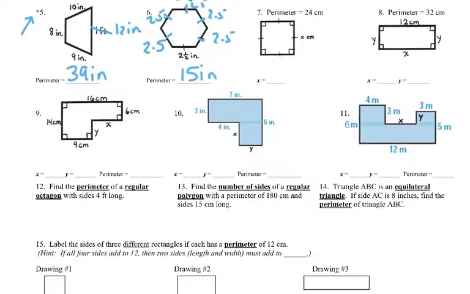Great. Now a little bit differently. They're giving you the perimeter, and you have to find the missing side. And it's a square. So if all 4 sides add up to 24, and they're all equal, wouldn't we just do 24 divided by 4, or 6? Good. What about number 8?